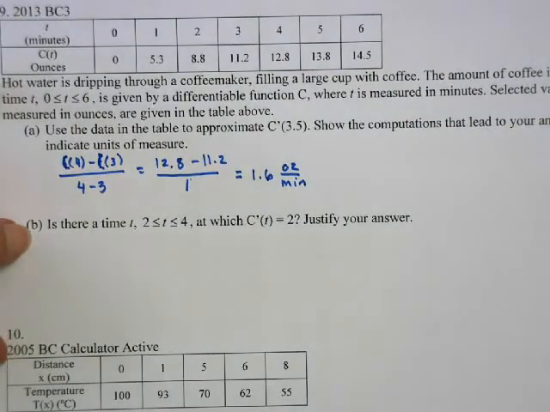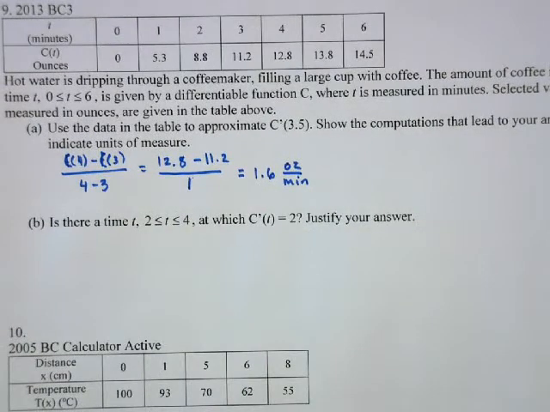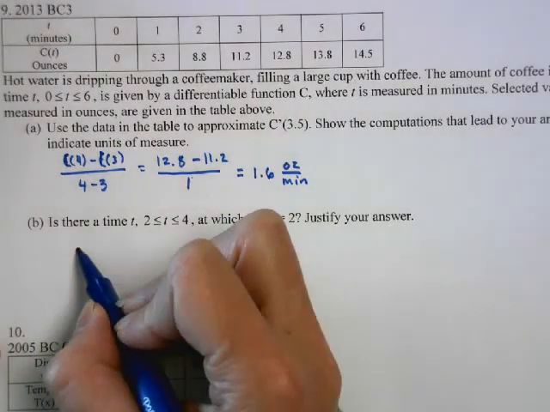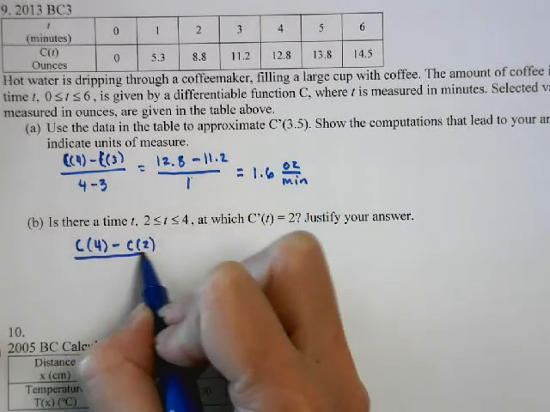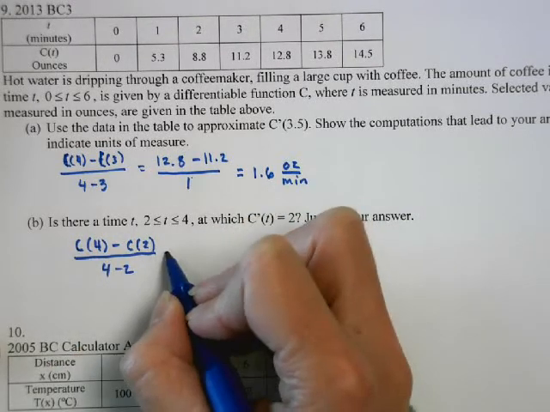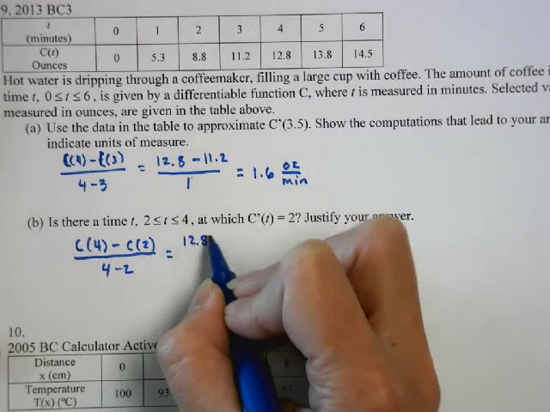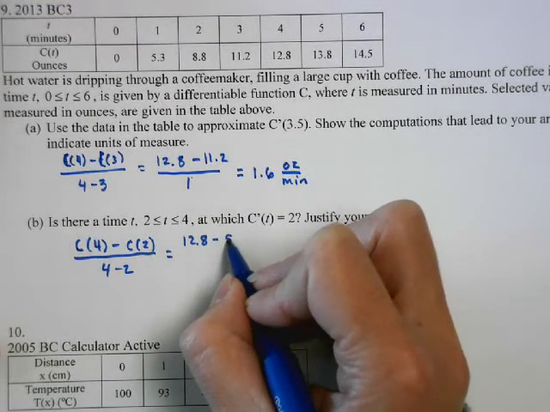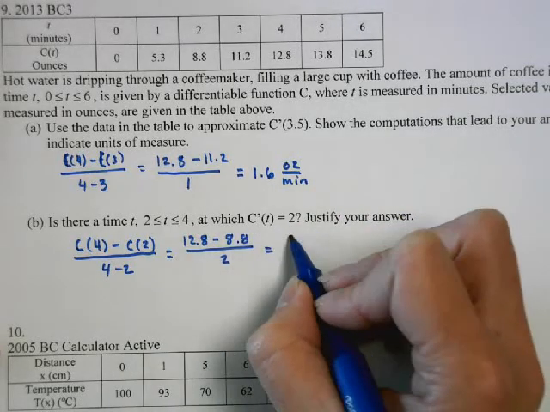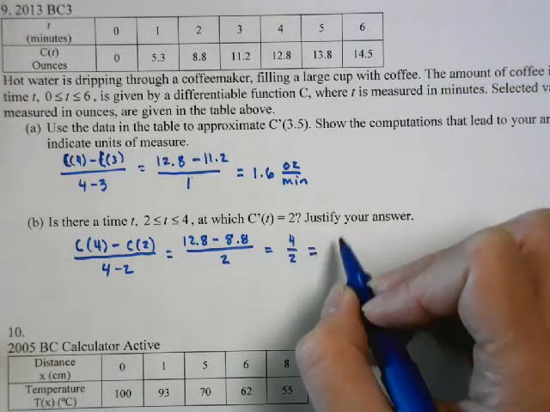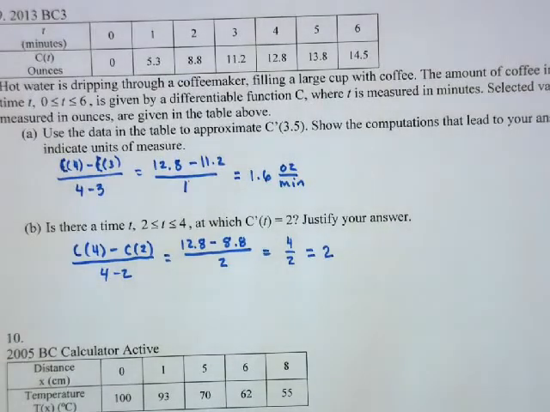For B, is there a time t between 2 and 4 for which c prime of t equals 2? This is just indicating you need to know the mean value theorem and what it tells us. So we're going to look at c of 4 minus c of 2 over 4 minus 2. C of 4 is 12.8. C of 2 is 8.8. So that's going to be 4 over 2, which, drumroll please, is 2.